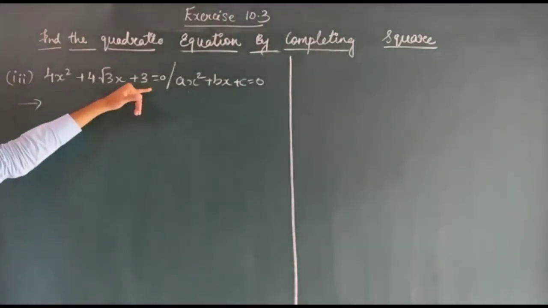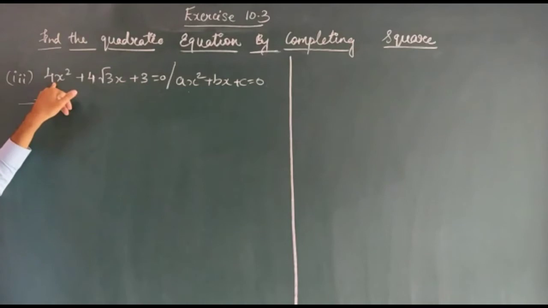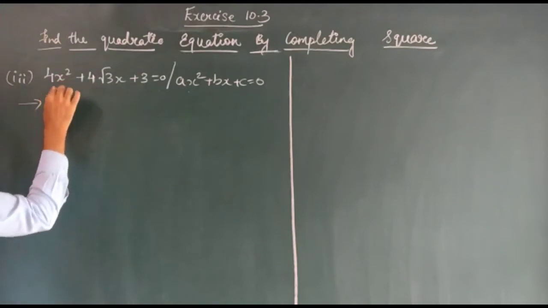After this, divide this equation by what? Tell me fast. Yes, it is 4. Why? Because I need to reduce this coefficient of x square to 1, or unity. So I do it here.